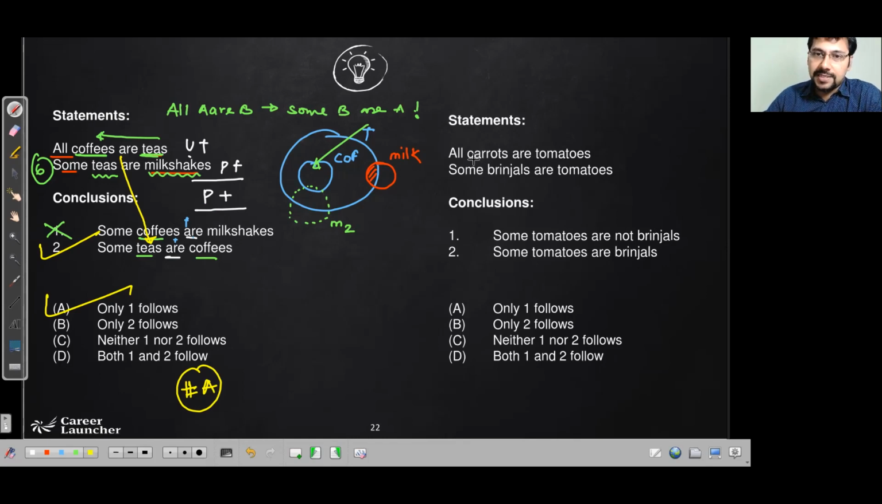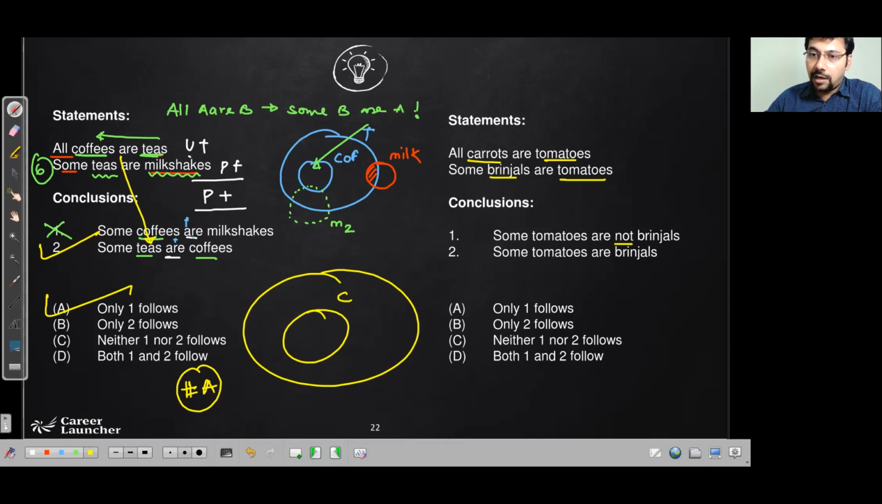In this case, let's look at this one. All carrots are tomatoes and some brinjals are tomatoes. So all carrots are tomatoes. All carrots again are not... oh, this becomes a problem. Because this is a universal positive and this is a particular positive, this is a particular negative, so this can never be taken as true. And this is a particular positive, which can be viable.